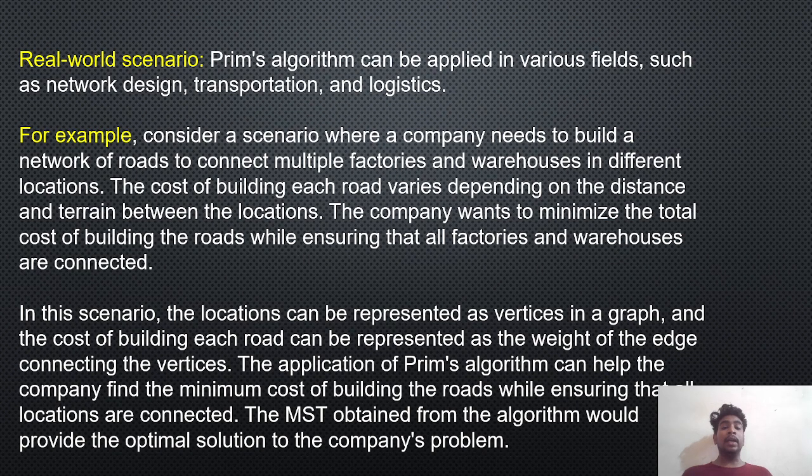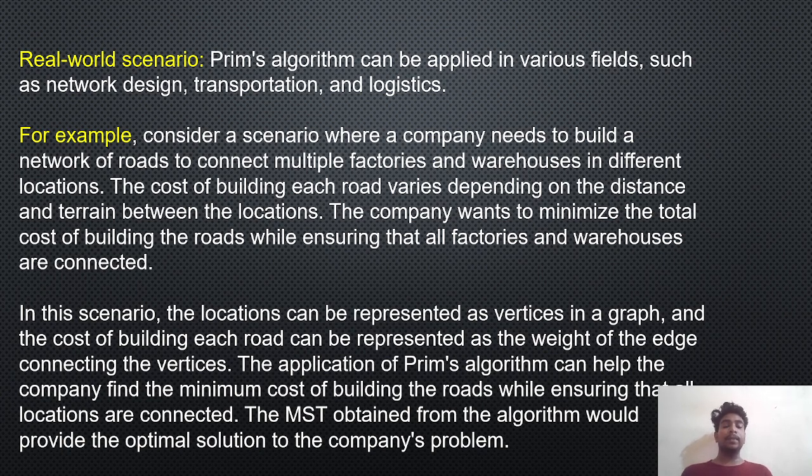The cost of building each road varies depending on the distance and terrain between the locations. The company wants to minimize the total cost of building the roads while ensuring all factories and the warehouse are connected. In this scenario, the locations can be represented as vertices in the graph, and the cost of building each road can be represented as the weight of the edge connecting the two vertices.